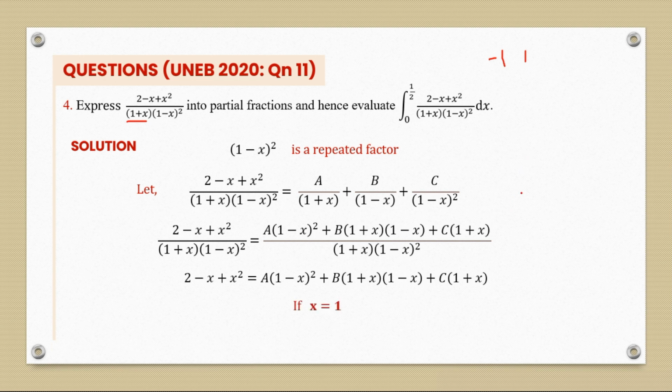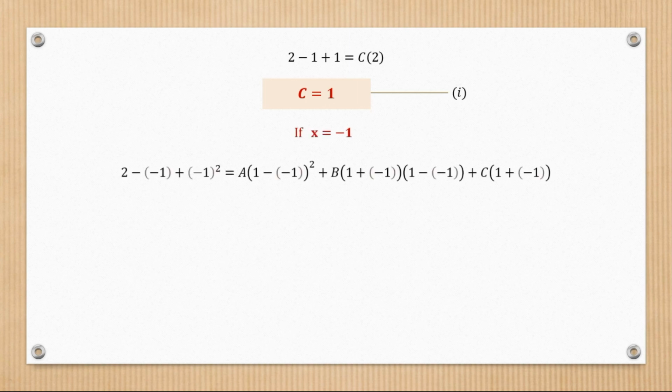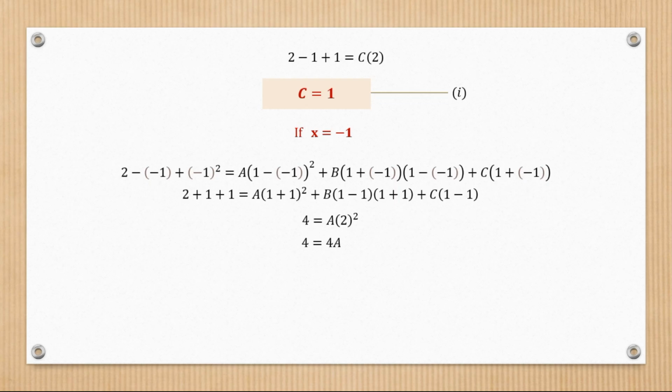So let's see. If we make x a positive 1, obviously that will allow us to find the c. So this is what we have now. We have 2 minus 1 plus 1 being equal to 2c, so c shall be equal to 1 when we solve that. If we let x be equal to negative 1, we can find the value of a. So this is what we have: 4a being equal to 4, and then a shall be equal to 1. So we now know what c and a are.